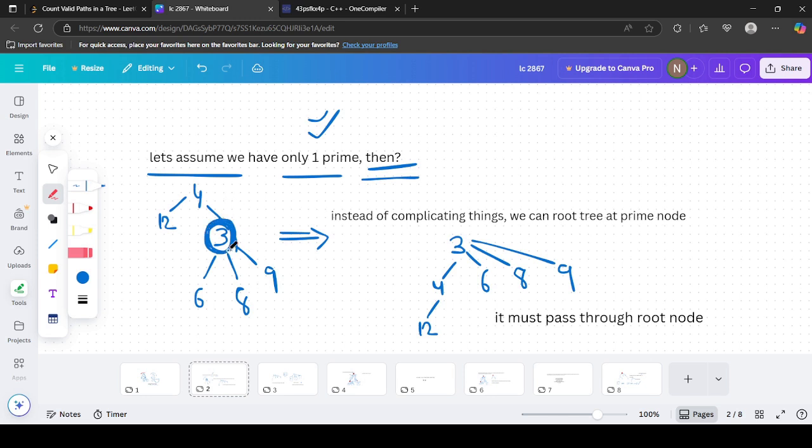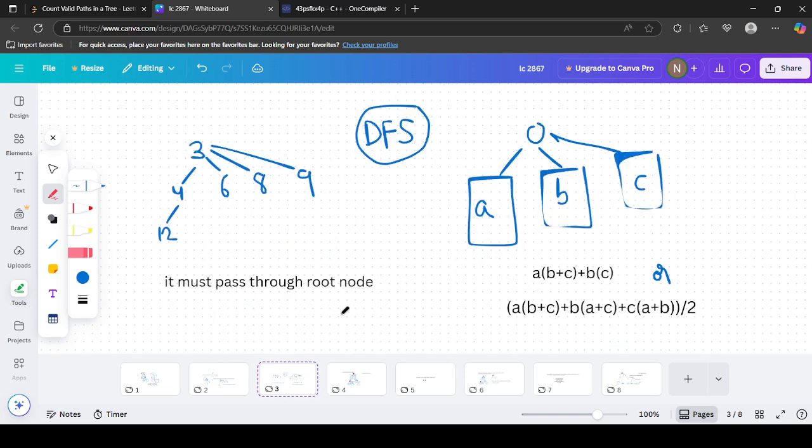How to find the number of paths passing through this? So instead of rooting at some other node, let's just try to root at the prime node, because we assumed only one, and let's root it at the prime node for now. So now is it easy to find the answer? It is easy, because let's say this is the root node, which is the only prime node in the tree, and the subtrees of every child are A, B, C.